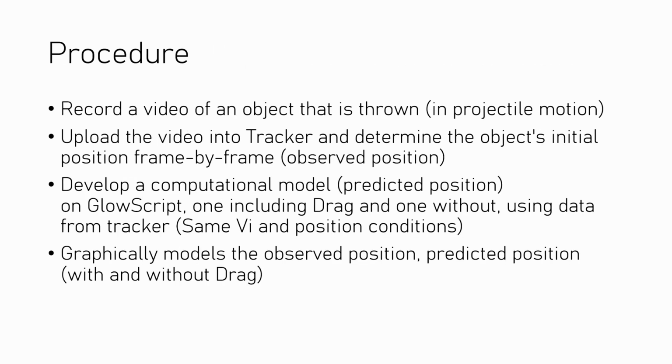Procedure. For this lab, we first recorded a video of an object that is thrown in projectile motion. We then uploaded the video into Tracker and determined the object's position on a frame-to-frame basis, and this was our observed position. We then developed a computational model. This was our predicted position on GlowScript, making one including drag and one without. We used the data from Tracker to help make our computational model. We then graphed the models, the observed position, and the predicted position with and without drag on Excel.